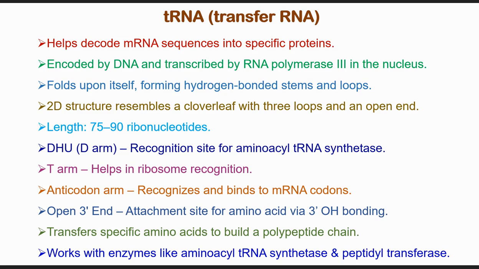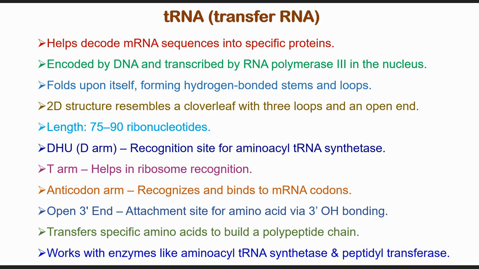Each of these loops consisting of arms has a distinct name and function. The three loop-containing arms are namely the D arm, which has the recognition site for the specific enzyme amino acyl tRNA synthetase, the T arm that consists of the ribosome recognition site, and the anticodon arm that recognizes and binds to mRNA present in the ribosome. The open end with no loop is the site for attachment of the amino acid via 3' hydroxyl bonding with the carboxyl group of the amino acid.